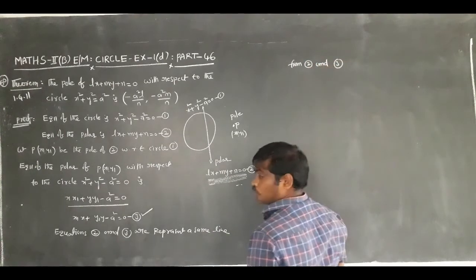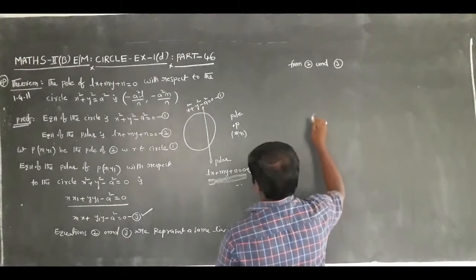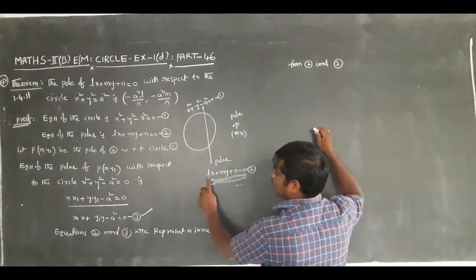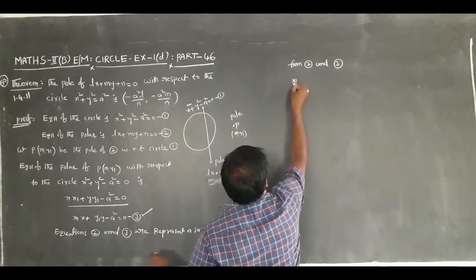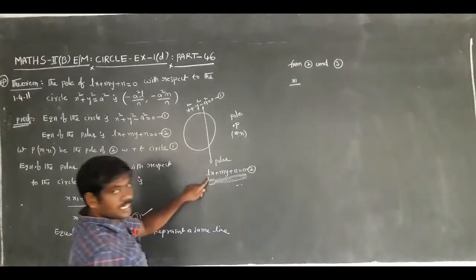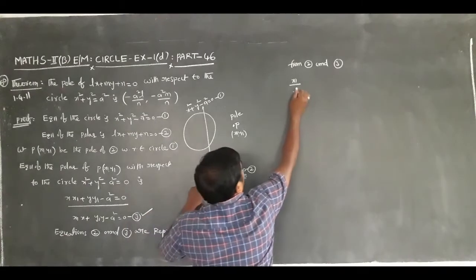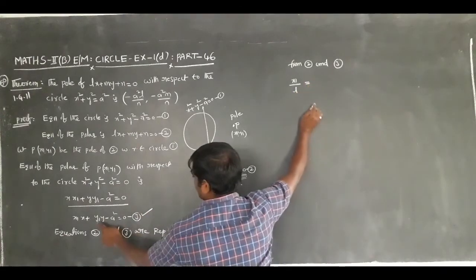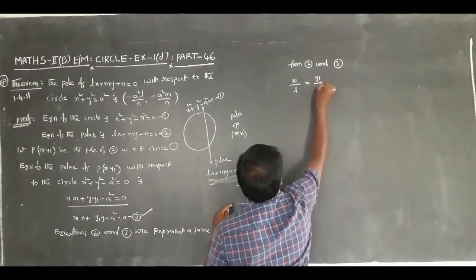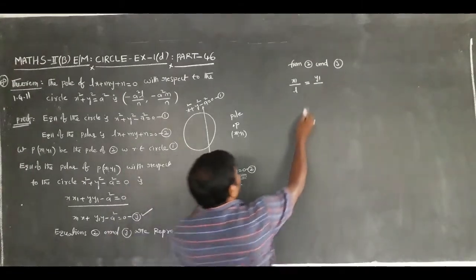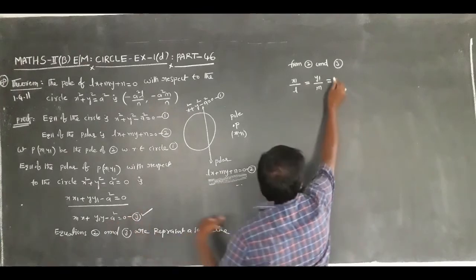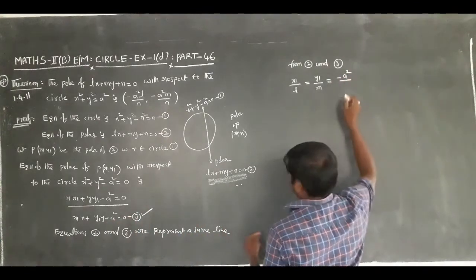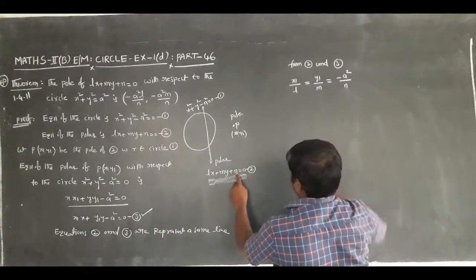From 2 and 3, comparing coefficients. Here x coefficient is x1, here x coefficient is L, here y coefficient is y1, here y coefficient is M, here constant is −a², here constant is N.